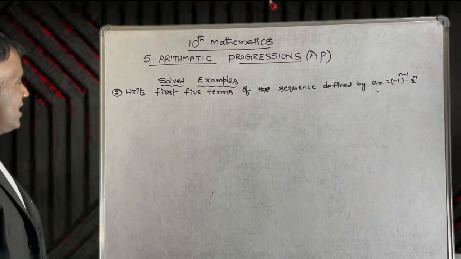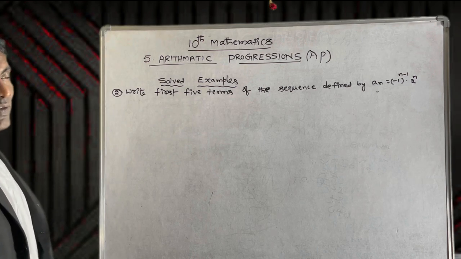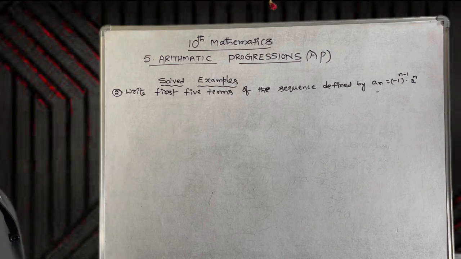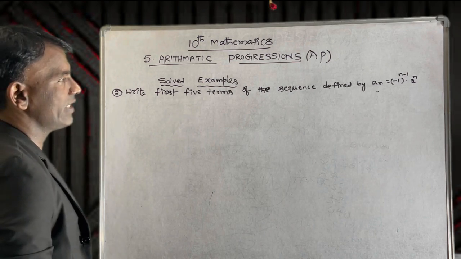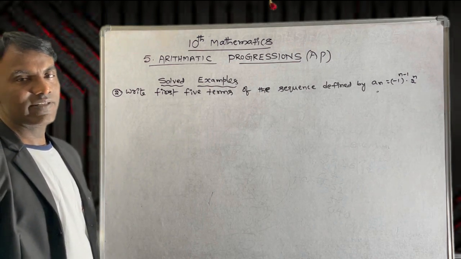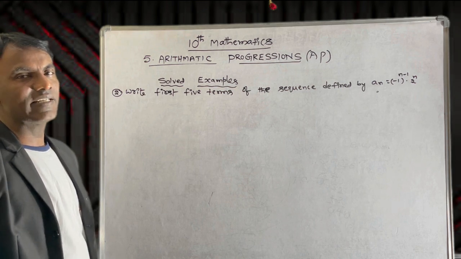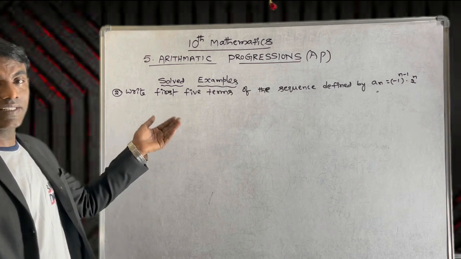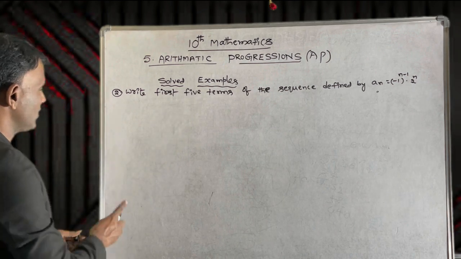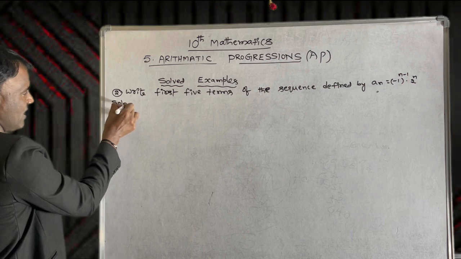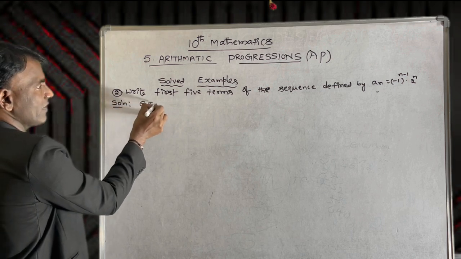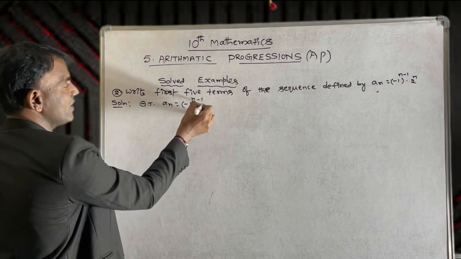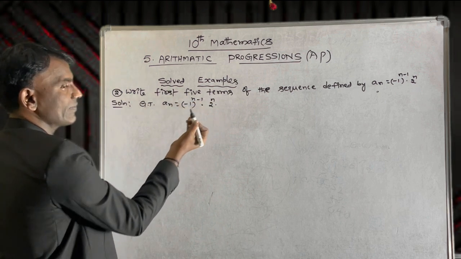Okay, now this is second question. I mean example number 2. Right, first 5 terms of the sequence defined by an equal to (minus 1) whole power n minus 1 into 2 power n. In first question we found only first 3 terms. But here we'll find first 5 terms like A1, A2, A3, A4 and A5. Okay, very simple question. So first write the given value. What is that? Given that an equal to (minus 1) whole power n minus 1 into 2 power n.